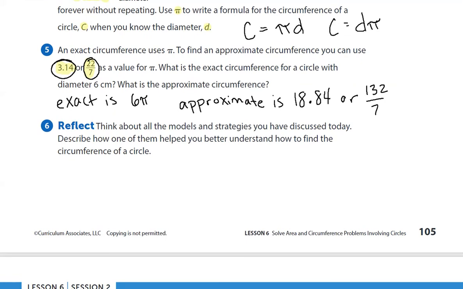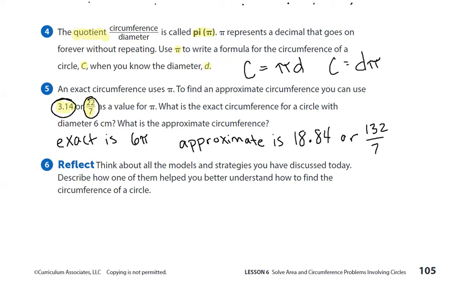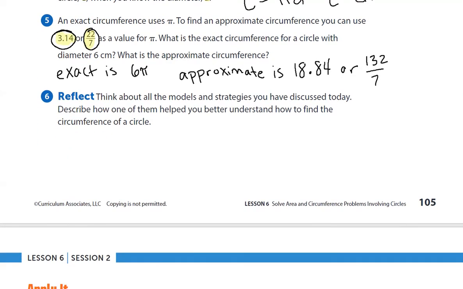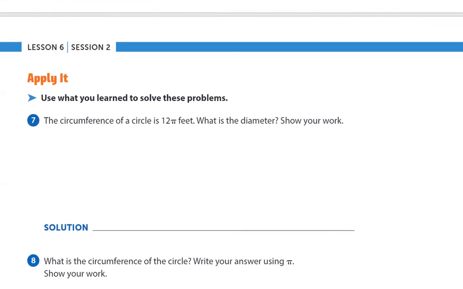Okay, number 6 is for you to do. Think about all the models and strategies you've discussed today. Describe which thing that we discussed helped you better understand how to find the circumference of a circle. Which part of this lesson made the most sense to you in finding the circumference of a circle? Pause, come back, we'll do some practice. Okay, you've done number 6.